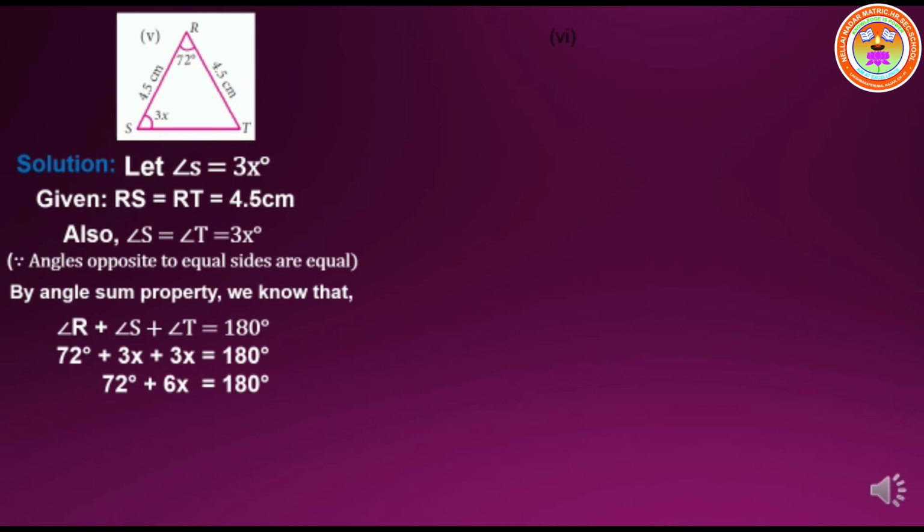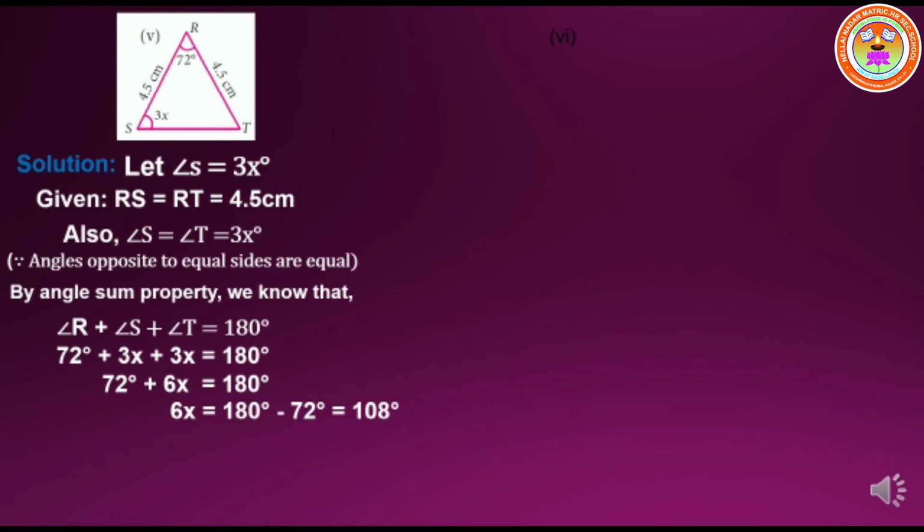Since I want to find what is the value of x, let me transpose 72 to the other side of the equation so that it becomes negative. So you have 6x is equal to 180 degrees minus 72 degrees. On subtracting 180 and 72, I get the value as 108 degrees.